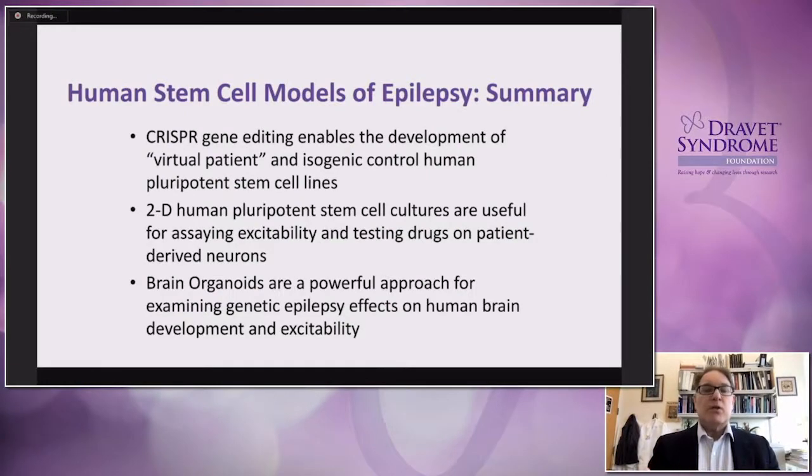So just to conclude, I hope that I've shown you that CRISPR gene editing enables the development of virtual patient and isogenic control human pluripotent stem cell lines that we can use to model epilepsy. The 2D human pluripotent stem cell cultures are useful for assaying excitability and testing drugs on patient-derived neurons to develop precision therapies. And finally, brain organoids are a powerful approach for examining genetic epilepsies that affect brain development and neuronal excitability, and again, will be useful in the future for testing precision therapies.